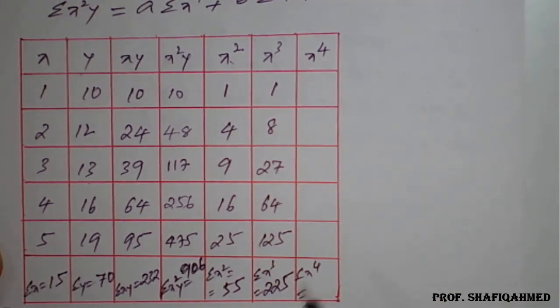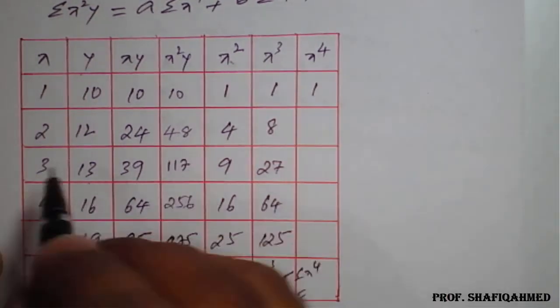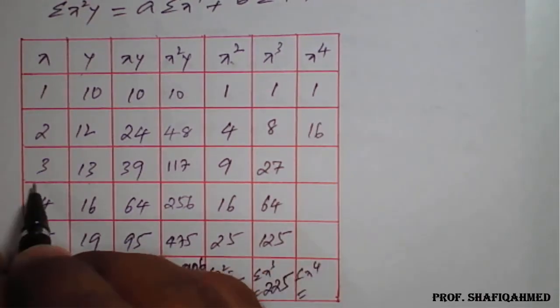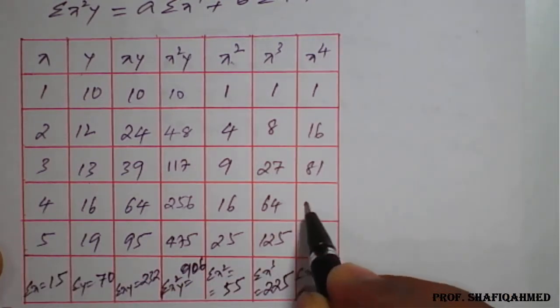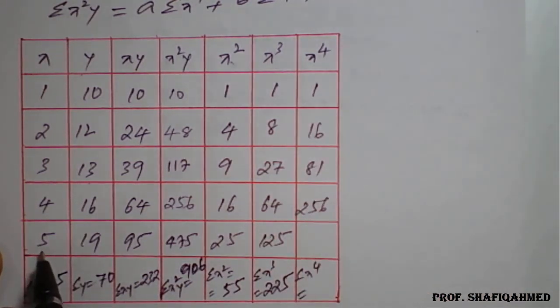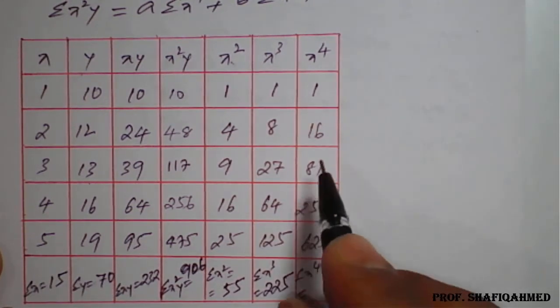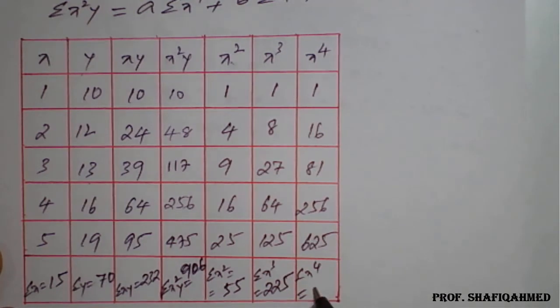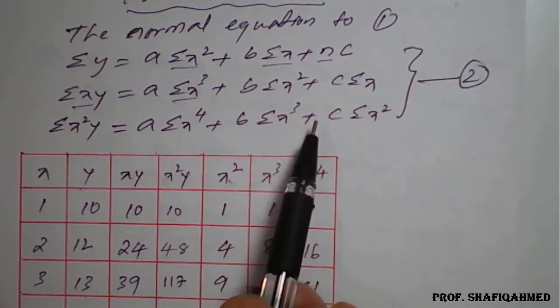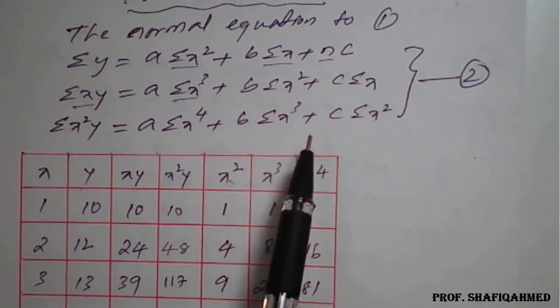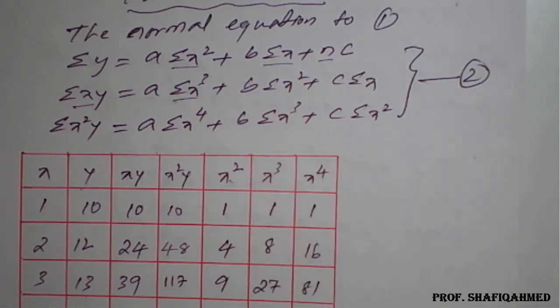Next, x raised to 4. 1 raised to 4 is 1, 2 raised to 4 is 16, 3 raised to 4 is 81, 4 raised to 4 is 256, and 5 raised to 4 is 625. If you add these values, you will get 979. So these are the summations we got. These summations we need to apply in our equation number 2, and if we solve those equations, we'll get the values of the constants a, b and c. Let's see how to simplify.